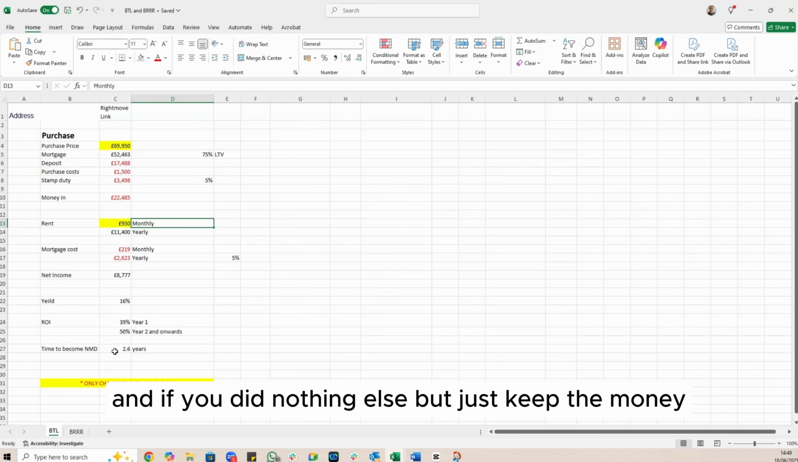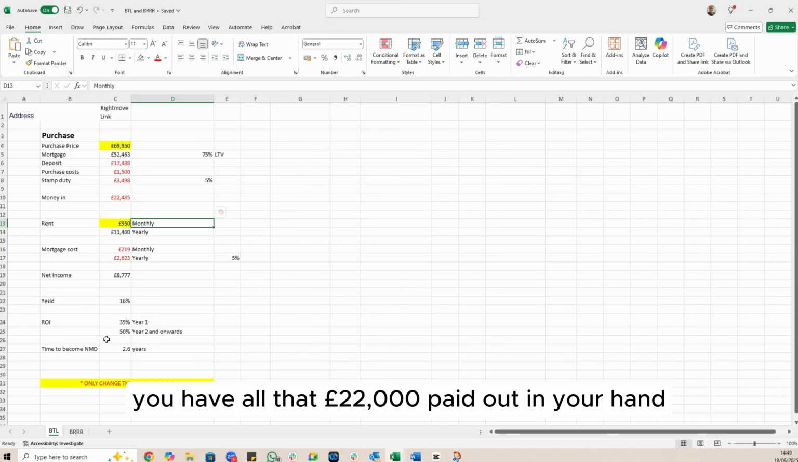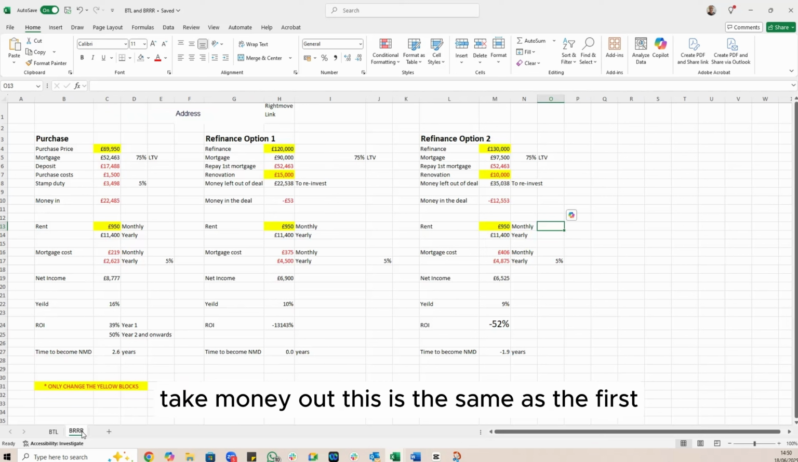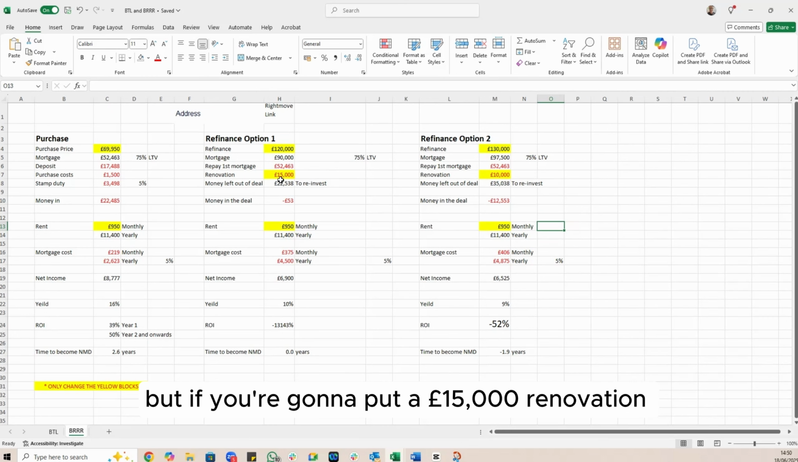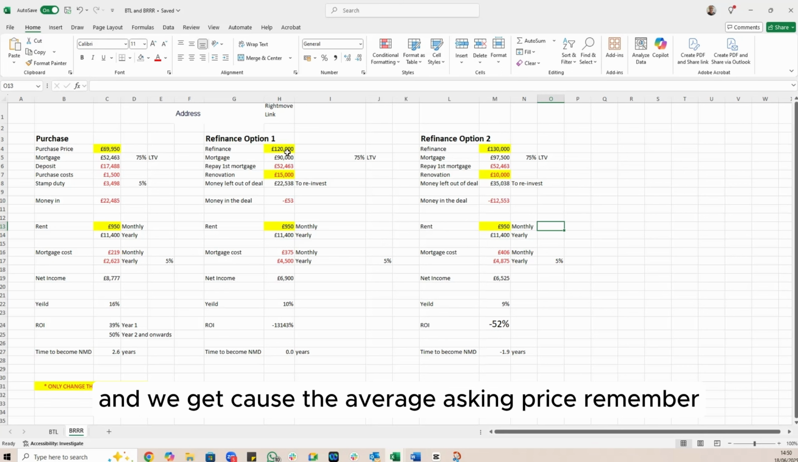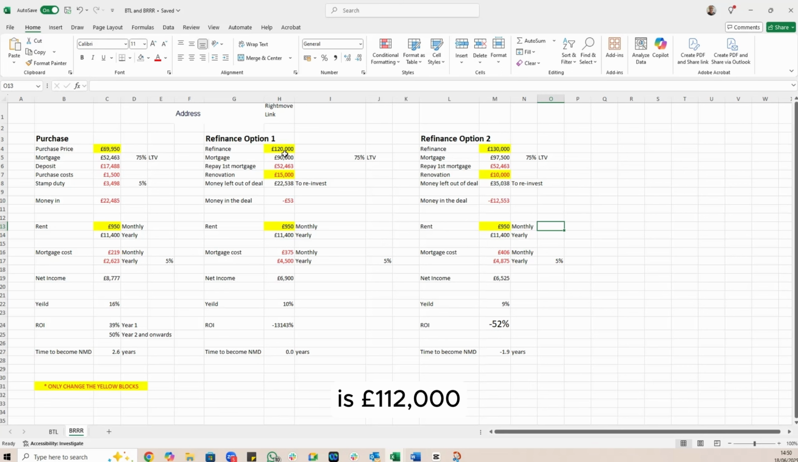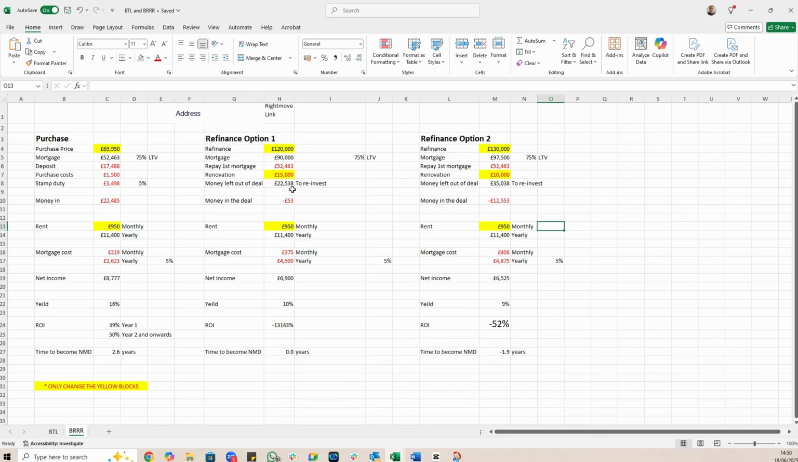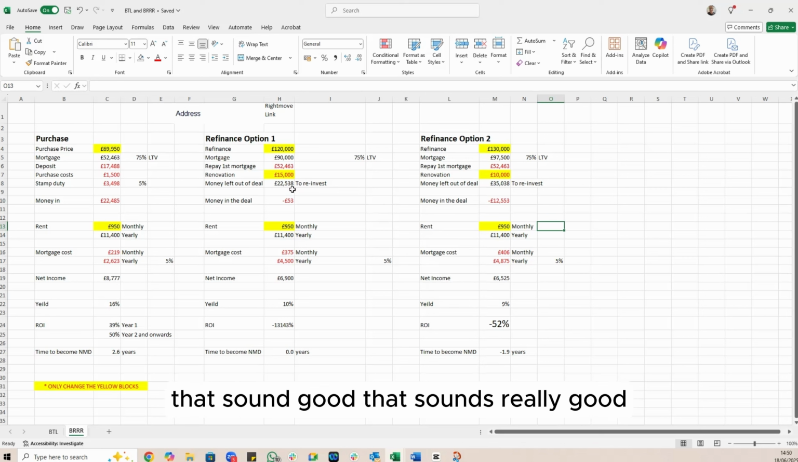And if you did nothing else but just keep the money, you have all that 22,000 paid out in your hand within 2.5 years. So that sounds really good. Now, if we wanted to refinance and take money out, this is the same as the first one we already looked at. But if you're going to put in £15,000, because the average asking price, you remember, is 112,000, if we can make it better with the fifth bedroom and get to 120,000, we pay the original mortgage off, and it ends up giving us back more money than we put in. That sounds really good.